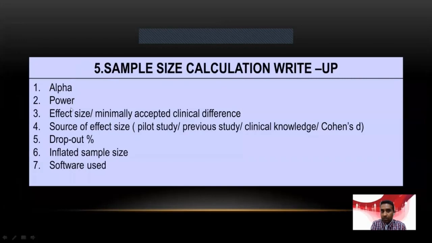Mention your alpha and power, mention your effect size or minimal accepted clinical difference. Most importantly, mention how you calculated the effect size, whether from pilot or previous study, or clinical knowledge, or Cohen's d. Mention the anticipated dropout percentage and inflate the sample size accordingly, and mention the software used. This completes your write-up.